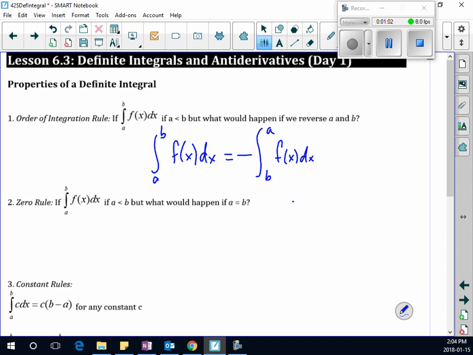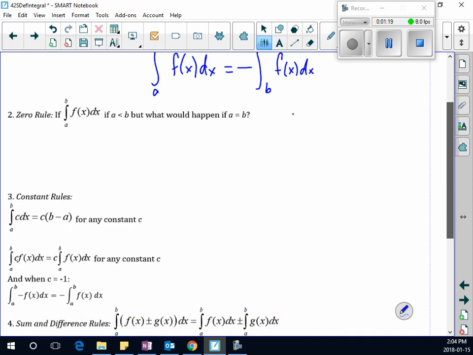Okay, so the zero rule. If you have an integral from a to b, and a is less than b, because a is the lower limit and b is the upper limit, what would happen if a actually equaled b? Yeah, it would be 0. Does that make sense to you, that it would be 0? If you're going from a to a of f of x dx, that would equal 0.